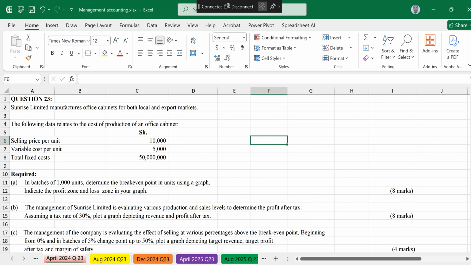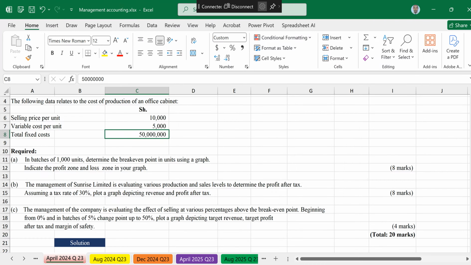Sunrise Limited manufactures office cabinets for both local and export markets. The following data relates to the cost of production of an office cabinet. Selling price per unit 10,000, variable cost per unit 5,000, total fixed cost 50,000. Required: in batches of 1,000 units, determine the break-even point in units using a graph. Indicate the profit zone and loss zone in your graph.